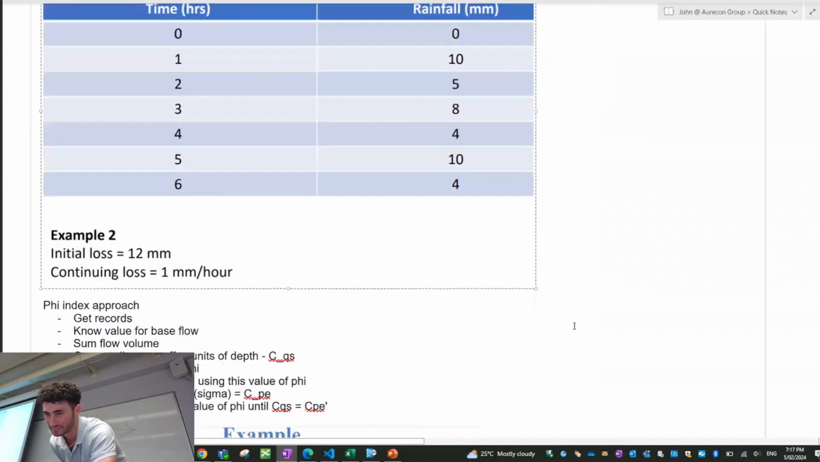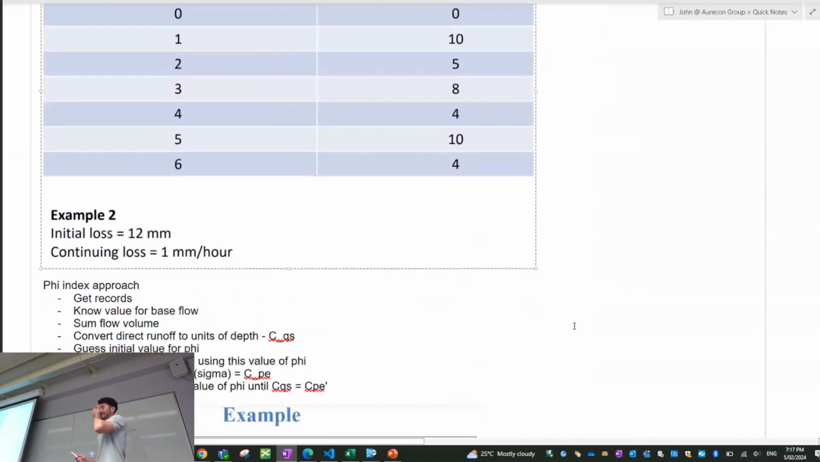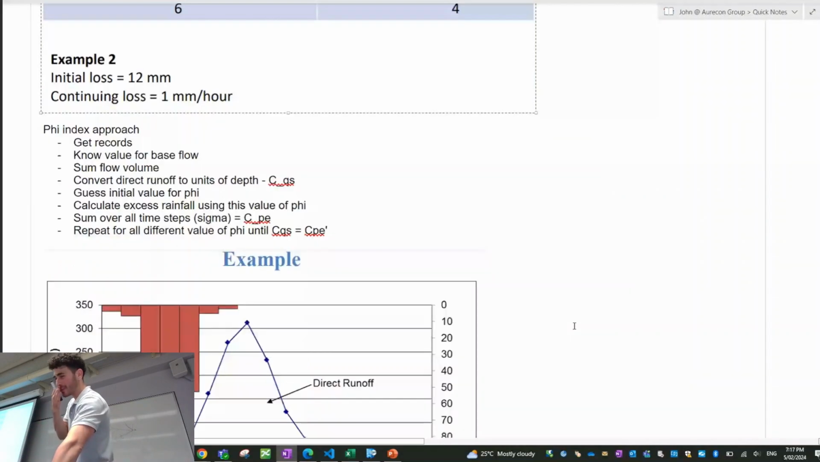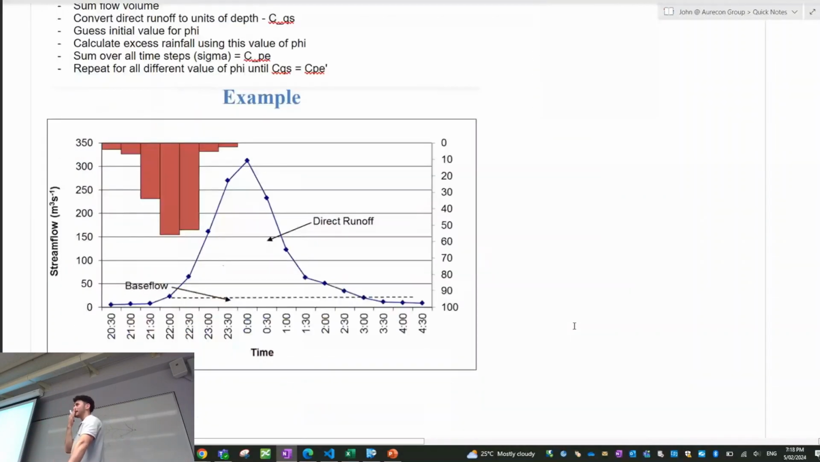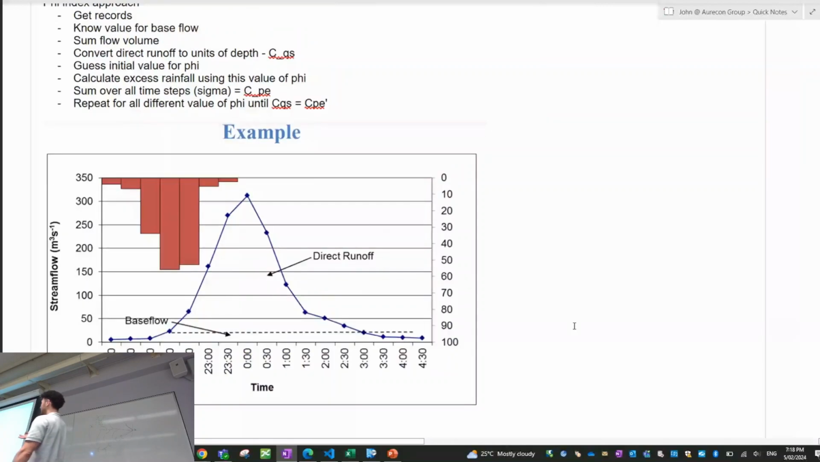Okay, this part's going to be a little bit more dense. Okay, so the phi index. Just ignore what's happening on the screen. I'm going to try and talk through it to make sense of it before we actually get into the Excel spreadsheet where I've done a question.